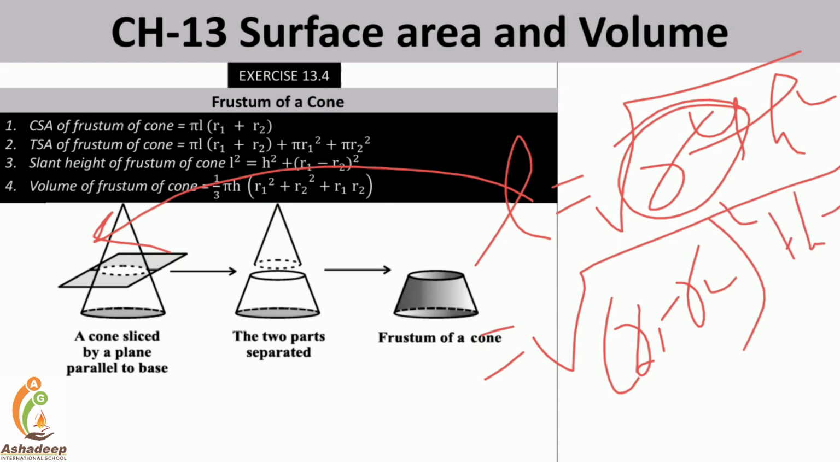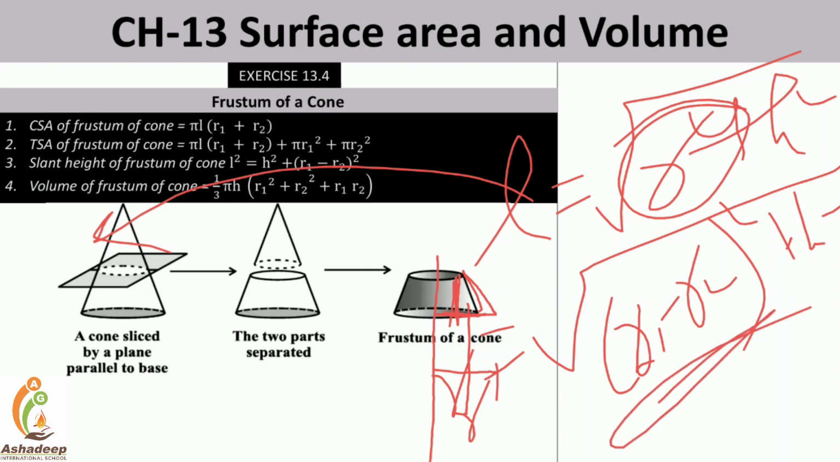Why do we need to subtract it? Because we need to find out this slant height. So this is nothing but the capital R minus the small r, or you can say R1 minus R2. So that is why I write here R1 minus R2, right?